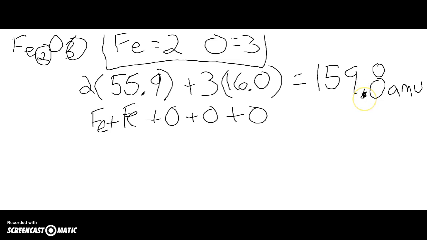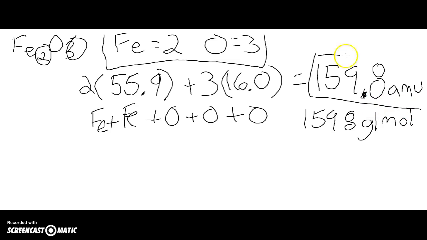I'm just having a hard time drawing good decimals here. For the next column over, that far right-hand column where it says molar mass with correct units, the number is the same. So for molar mass, the number stays the same as atomic mass, but now it's 159.8 grams per mole. So this right here is the atomic mass. This down here is the molar mass.